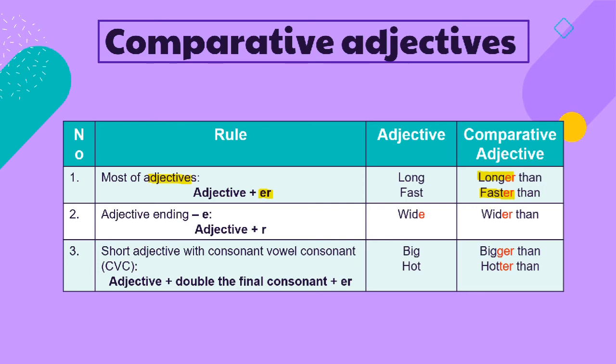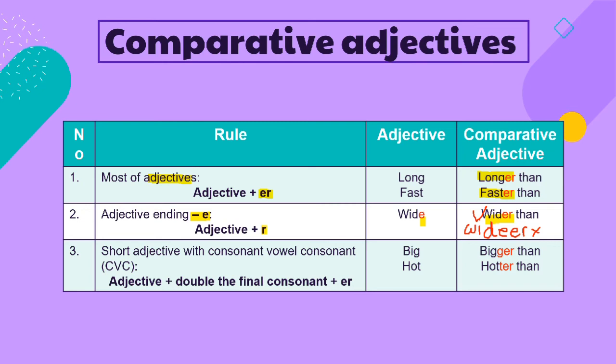Okay. Next, adjective ending with E, because there is E here, so you just put R at the end. For example, wide here, wide becomes wider. You just put R at the end, not widee. Wider. This one double E, tetot. Okay, so wider is the correct one.